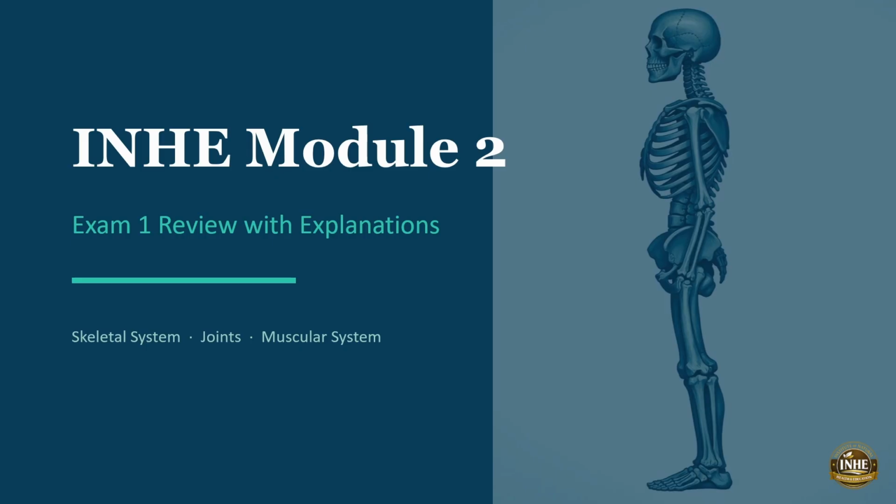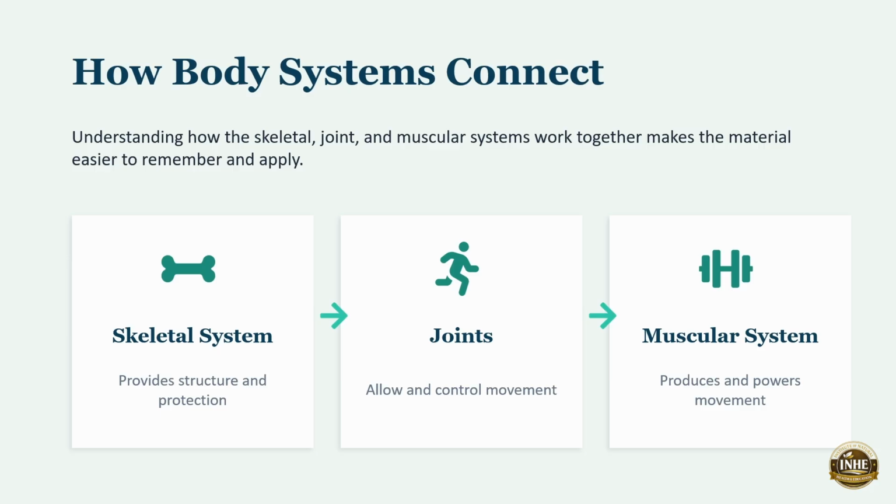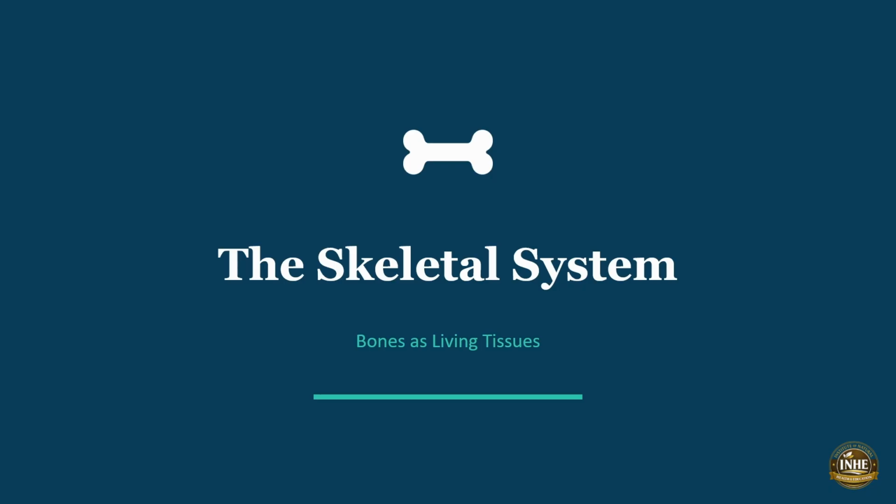As you prepare for your Module 2 exam, it's important to understand how the body functions as a complete system. The skeletal system provides structure, the joints allow movement, and the muscular system produces and controls that movement. When you understand how these systems connect, the material becomes much easier to remember. Let's begin with the skeletal system.